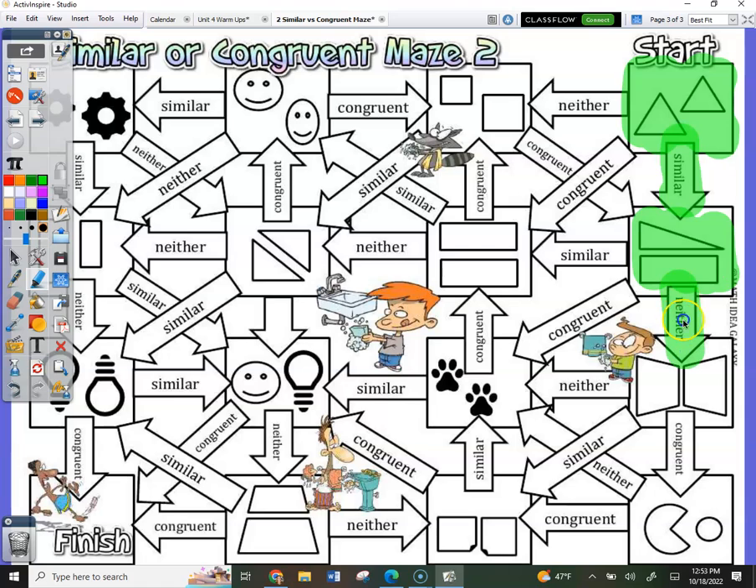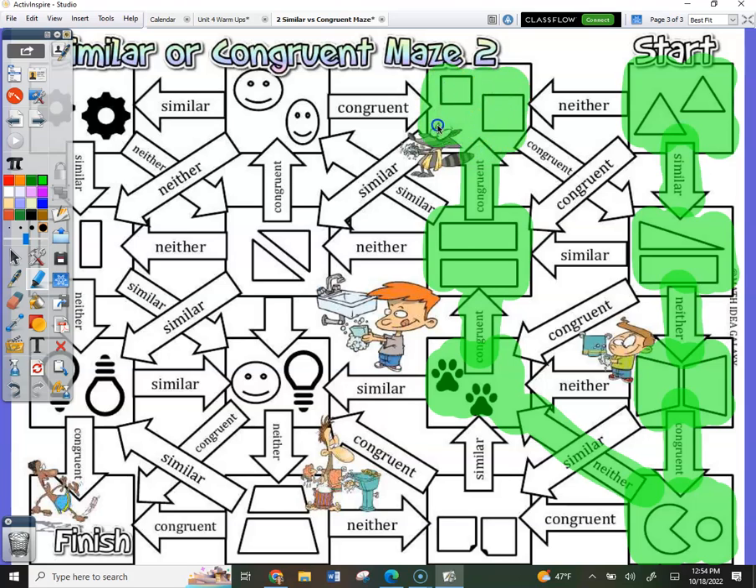All right. What about these? Neither. What about these? Or similar. No, those are congruent. They look the same size. Congruent. Okay. Similar. Okay. All right. Do you get the idea? Okay.